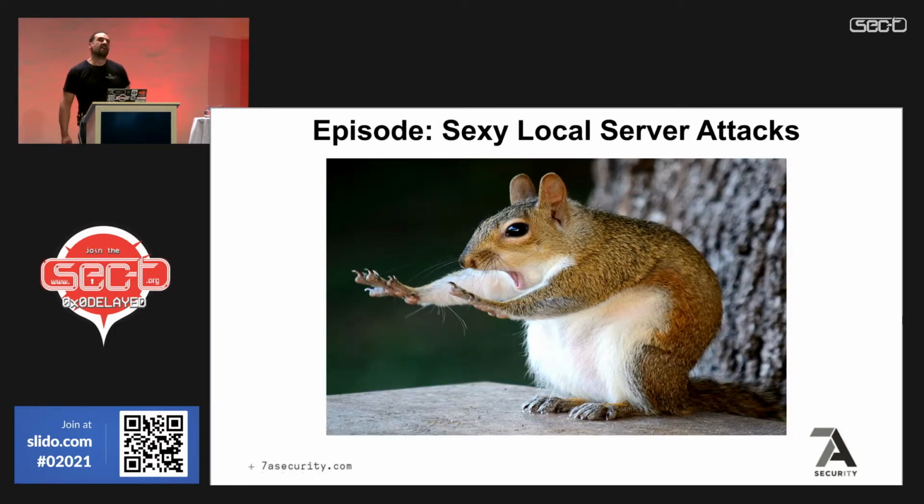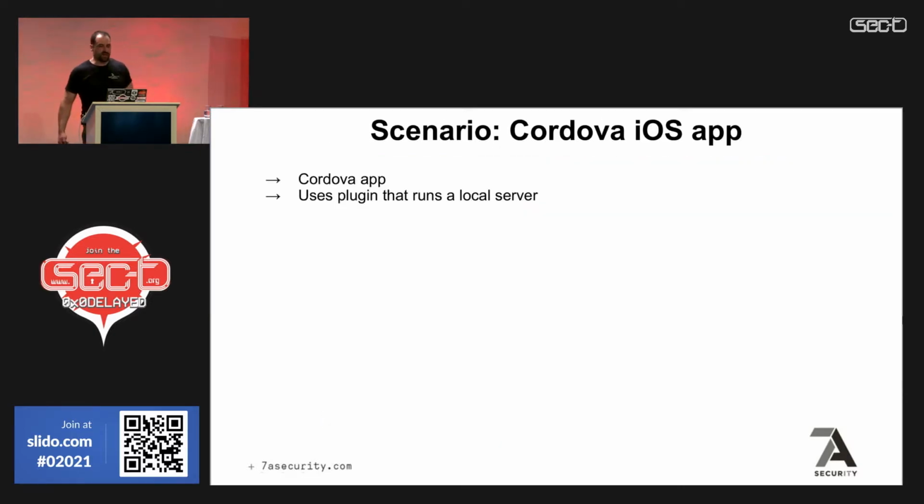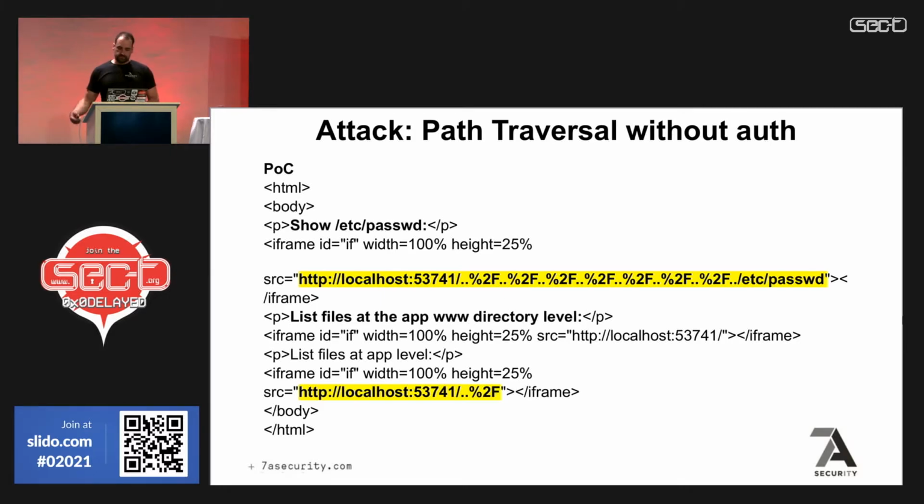And then something that you would normally not think about is that a mobile application can sometimes have a local server, right? It's kind of crazy, but possible, and then you have to worry about authentication, authorization, and so on. This was a Cordova iOS application that was running a local server. It had path traversal without authorization, so by knowing the port, a malicious application on the same phone could browse files, right?